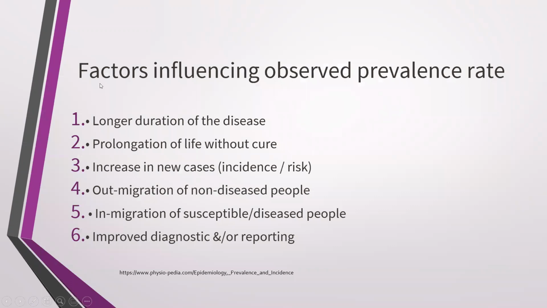So what are the factors influencing the observed prevalence rates? Longer duration of the disease, prolongation of life without cure, increase in new cases, out-migration of non-diseased, in-migration of susceptibles, and improved diagnostic reporting.